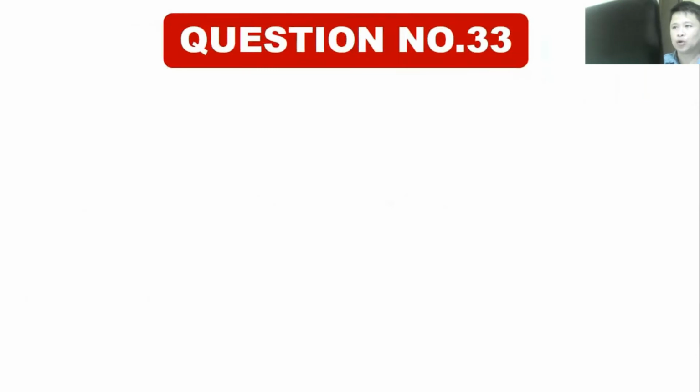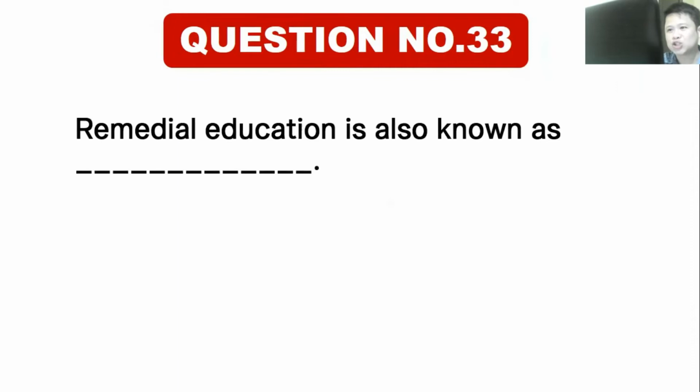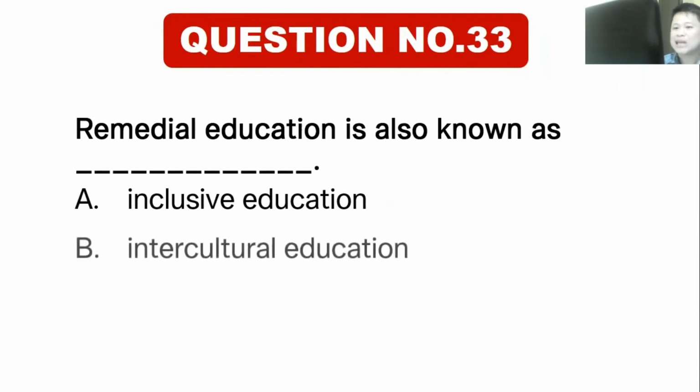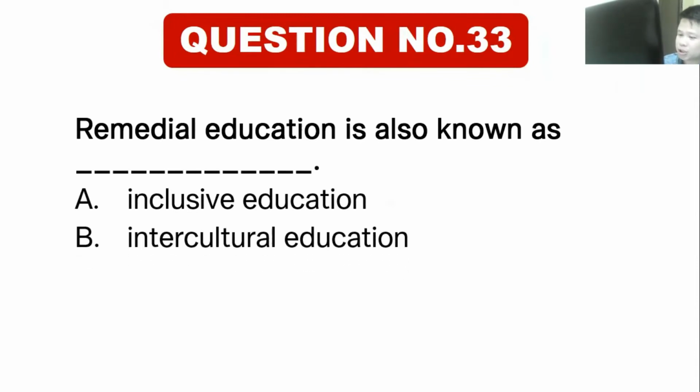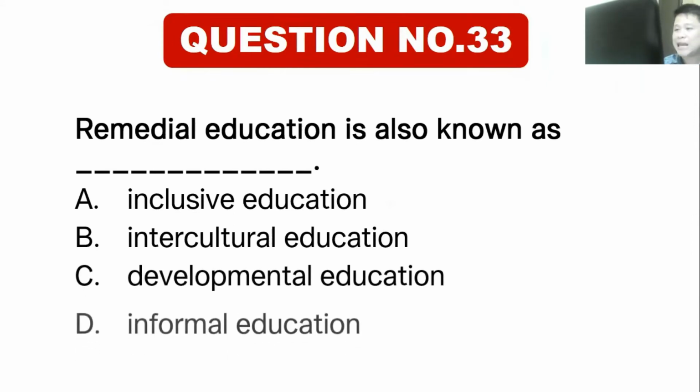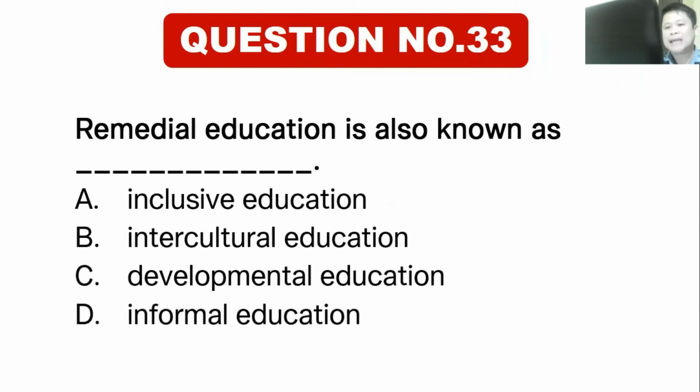Number 33. Remedial education is also known as A, inclusive education. B, intercultural education. C, developmental education. D, informal education. Again, remedial education is also known as A, inclusive education. B, intercultural education.